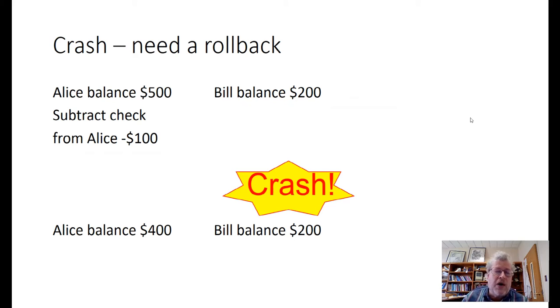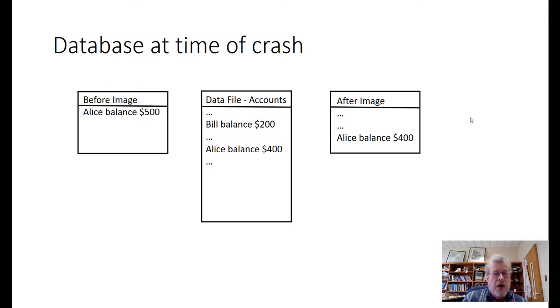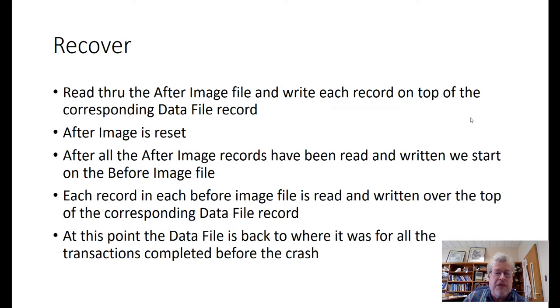That was how a normal rollback looked. Let's look at how a crash works, right? This is our crash scenario, the same one we had a couple of lectures ago. We get to the middle of this thing, we've taken the money out of Alice's account, but not put it into Bill's account, we have a crash. At the time of the crash, the database, because of transactions, now looks like this. You'll notice that we have a before image Alice balance of $500. So what we can do now at the time of the crash to recover from the crash is we can copy that before image back over the top of the data file.